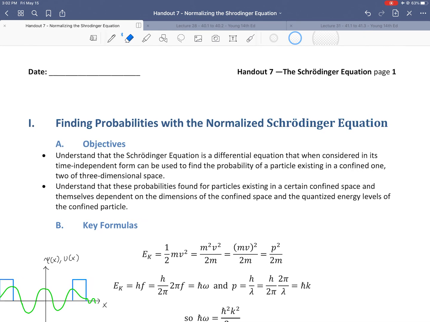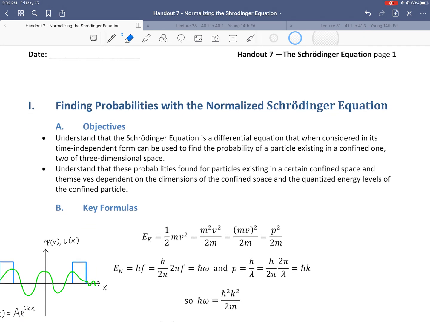All right, Handout 7 called the Schrödinger's equation. If you look at the title, I titled it Finding Probabilities with the Normalized Schrödinger Equation. I think that gets to the point of what we want to do. What probabilities are we talking about? The probability of finding a particle somewhere, okay? That's it. Particle might be an electron.